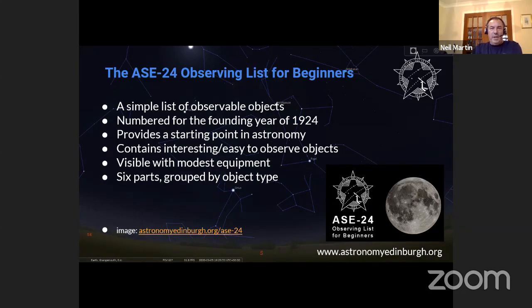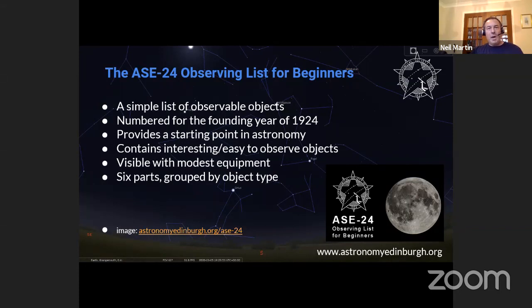If you're familiar with the ASE's objectives and our website, and I hope you are on both fronts, then you'll know that our constitution mentions advancing the education of the public on the science of astronomy in the very first sentence. And we have two programs which play a part here. The first is Four Steps to the Stars, and the second is the one that we're going to focus on this evening, which is the ASE-24 Observing List for Beginners.